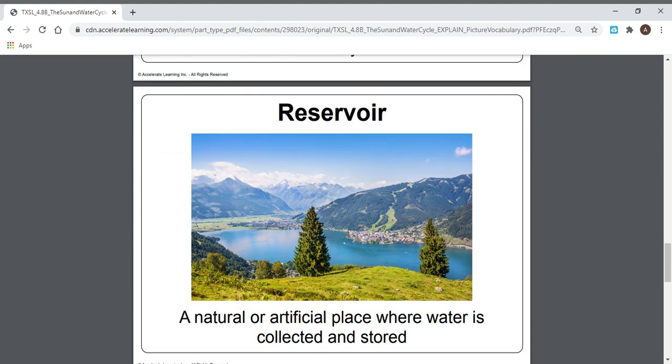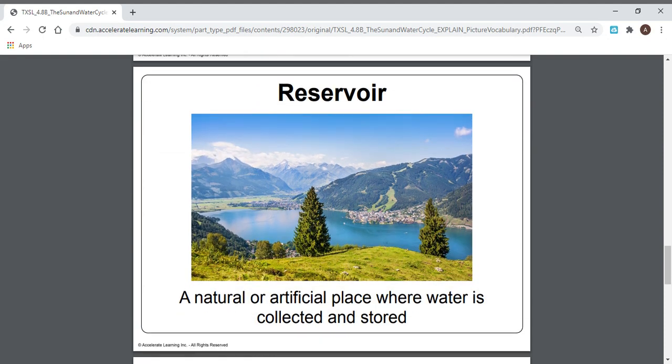Next is a reservoir, and this is a natural or artificial place where water is collected and stored. So this is a reservoir, what we can see right here.